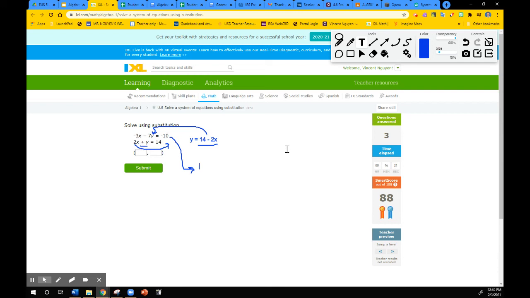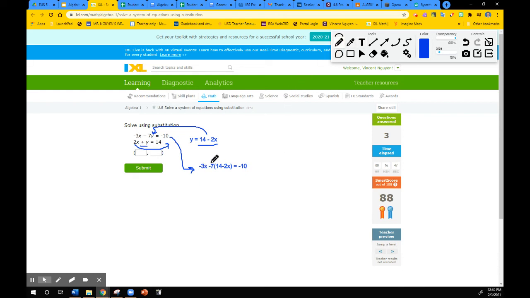So I'm going to rewrite the second equation: negative 3x minus 7, parentheses, 14 minus 2x. That's the expression that represents y. So I'm substituting it in. Equals negative 10. Okay, now I'm going to use my algebra to simplify this equation.